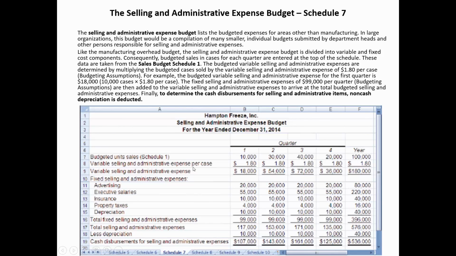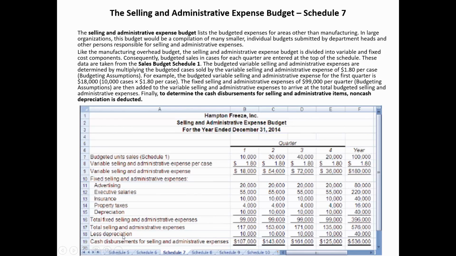Now the variable selling and administrative cost per case is $1.80. So we're going to take 10,000 times $1.80, 18,000, and follow that same pattern. Now let's look at our fixed costs. We're just going to add in our fixed costs for each individual quarter. So there they are, adding them up for the total year. And this is our total fixed selling and administrative expenses. And then we're going to add that to our variable and come up with total selling and administrative expenses. We'll need that for our income statement.